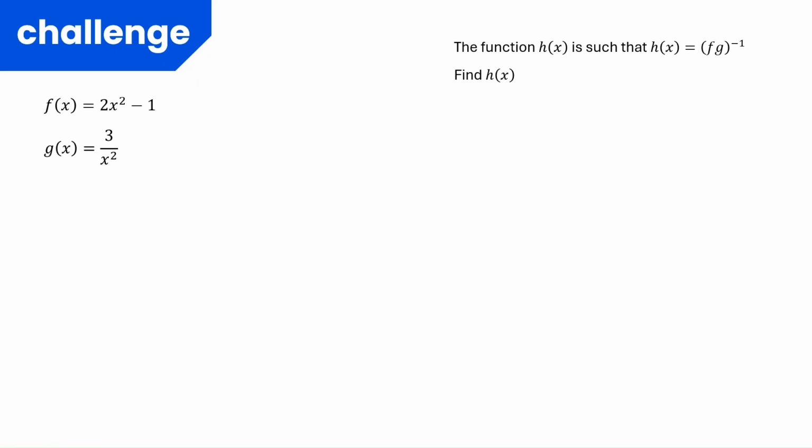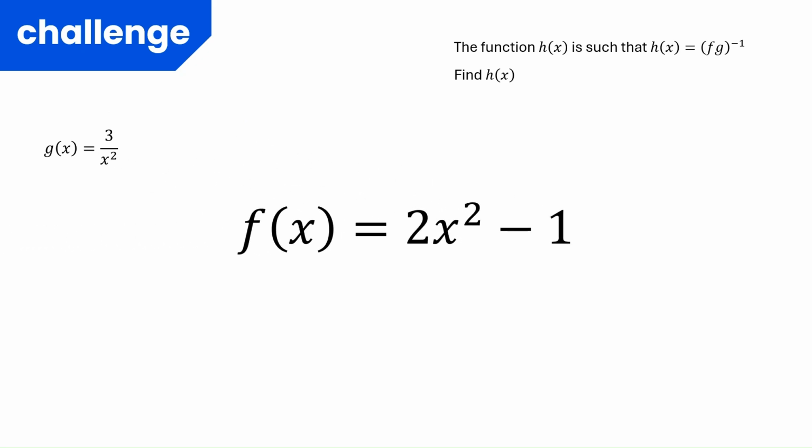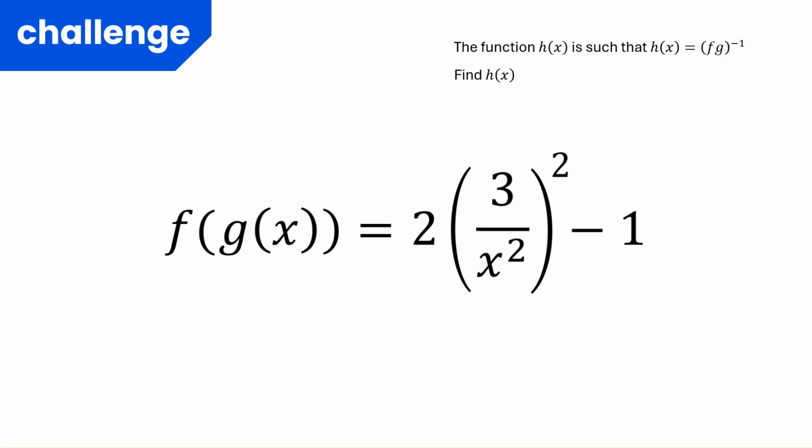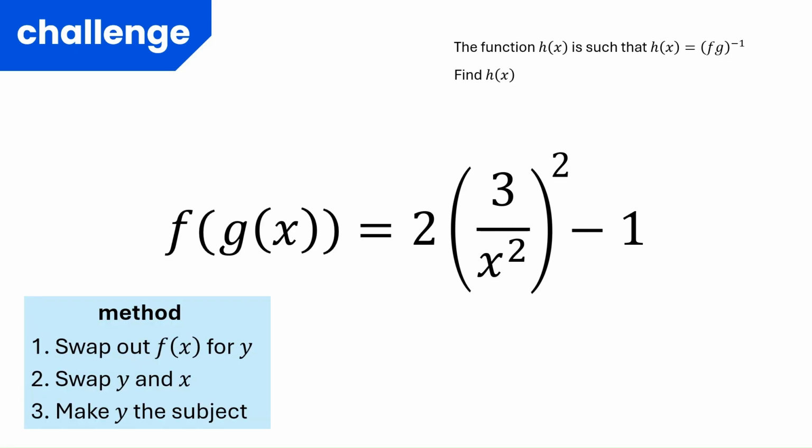We're going to start by finding the composite function f of g of x. So how are we going to do this? Well, if you remember, we take f of x and we're going to substitute g of x into it. Now we have an expression for our composite function, we can start to think about how we might find the inverse of it. We can remind ourselves of the 3-step method that we wrote down previously. So we can start by swapping out the function for y. We can then move on to the next step, which is to swap y and x around. And finally we can move on to the 3rd step, which is to make y the subject.